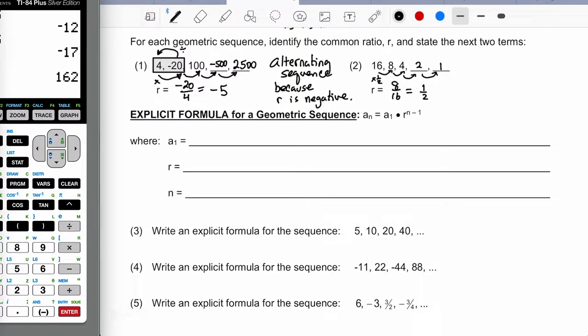The explicit formula: a sub 1 represents the first term of the sequence. R is the common ratio between consecutive terms.